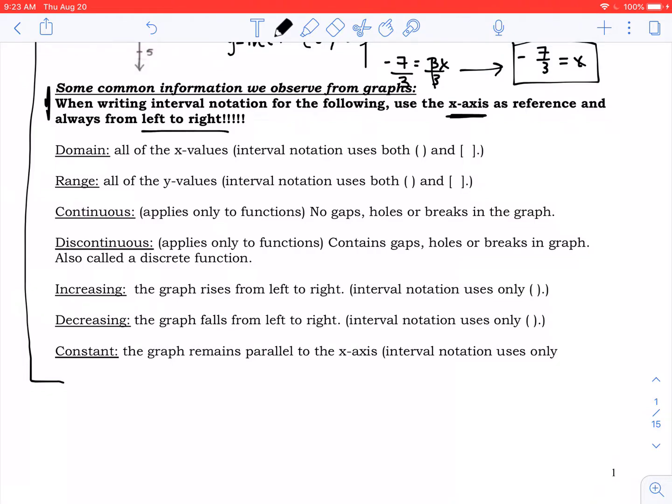Okay, so let's I'll read these real quick. Domain are the x values, so a lot of times we think of how far left and right does the graph go. The range of a function are the y values, so a lot of times we think of how far up and down does it go. Domain, we would read left to right. Range, we would read bottom to top.